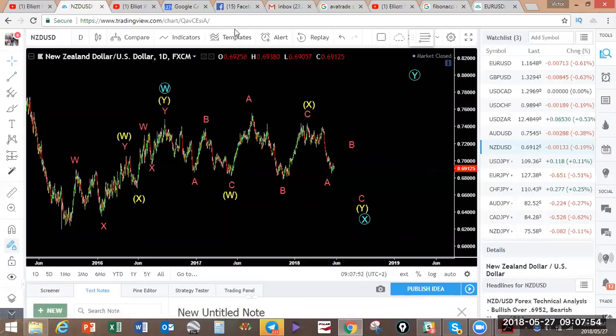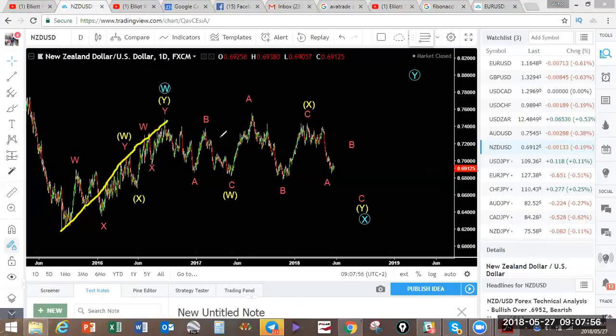So we've got the W move here, and then we've got this X move in blue. Okay, and then we'll be expecting this move to the upside. But this move to the downside is not complete yet. As you can see here, all I'm expecting here is a bounce in wave B before we get a move down. So going with the theme of the strong US dollar, currently it is following that.